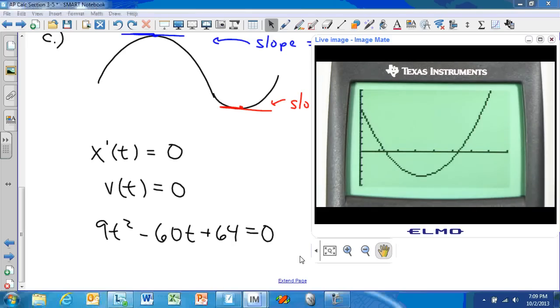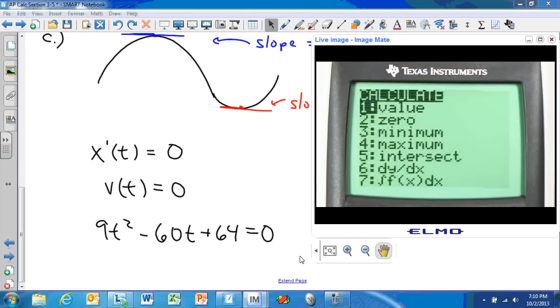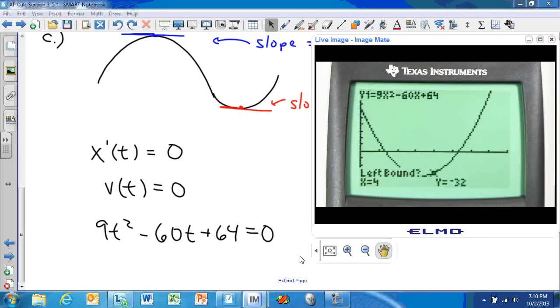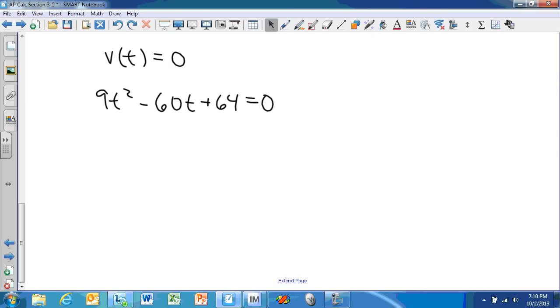So let's just calculate those zeros. If you go to second calc, you can find those zeros. Looks like that first 0 is somewhere between 1 and 2. So I'm going to give a left bound of 1, a right bound of 2, and I'll give it a guess of right in the middle there, 1.5. We get 1 1/3 actually, so I'm going to call that 4/3 is where that's at. T equals 4/3 is our solution there.